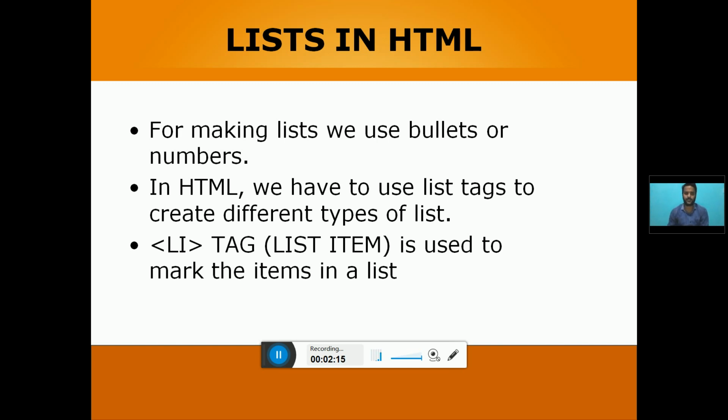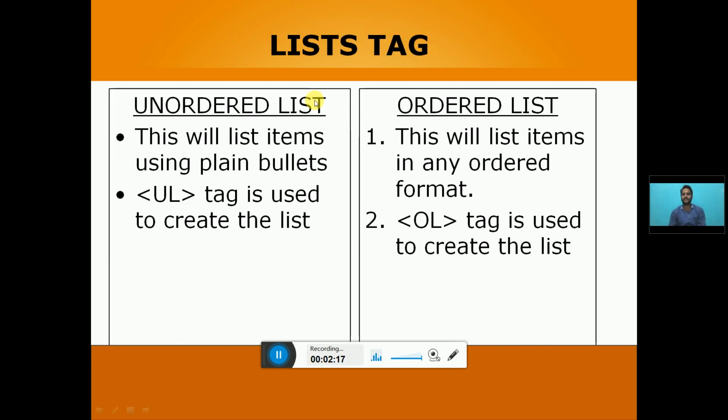We have two types of lists: firstly, the unordered list, and secondly, the ordered list. I have made this presentation in that manner. In an unordered list only bullets are present, and in an ordered list there is a special order. The unordered list only contains bullets and doesn't have any special order to mark.